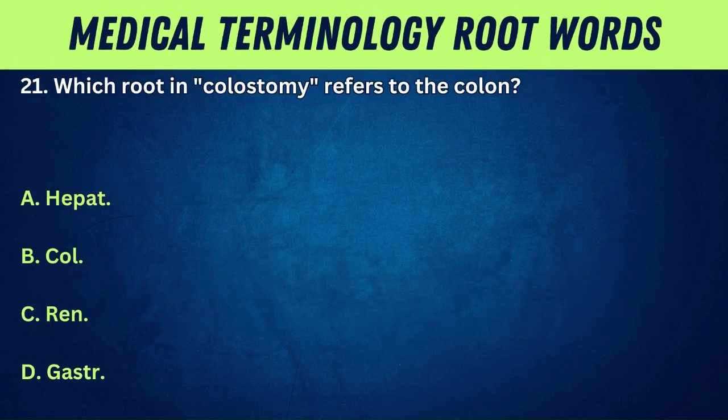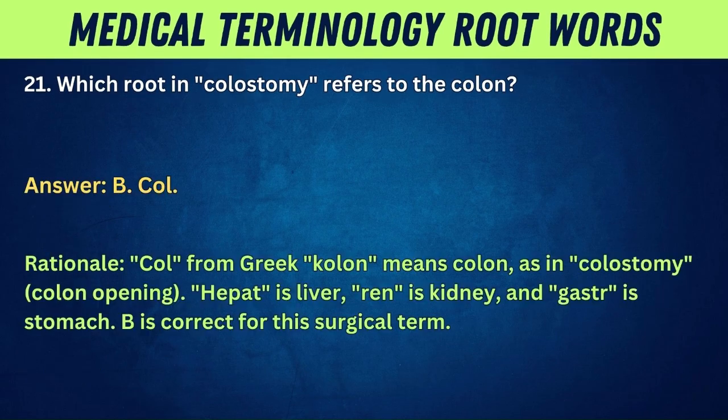21. Which root in colostomy refers to the colon? A. Hepat. B. Kolon. C. Ren. D. Gaster. Answer: B. Colon. Rationale: col from Greek kolon means colon, as in colostomy, colon opening. Hepat is liver, ren is kidney, and gaster is stomach. B is correct for this surgical term.